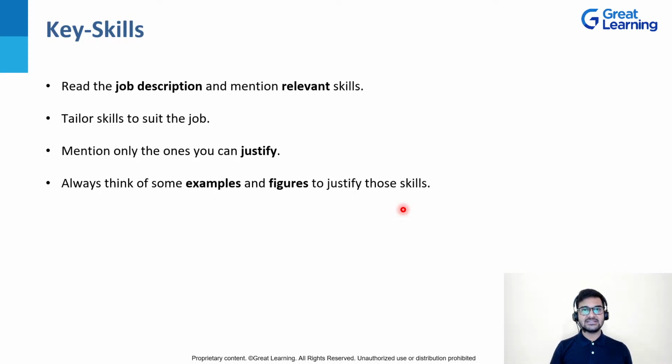Let's say you have 10 skills, but two of those skills are not relevant for this job. You can skip those skills and mention only the 8 ones. But do not mention anything that you will not be able to justify. If you are writing you know Python, you should actually know Python. If you just write it for the sake of writing, and the interviewer asks you two questions about Python, you will not be able to answer it, and that will be a big no-no. That will leave a very negative impression, and eventually you won't get the job as well. So make sure you write the things which are authentic. That is extremely important, and relevant for the job profile.